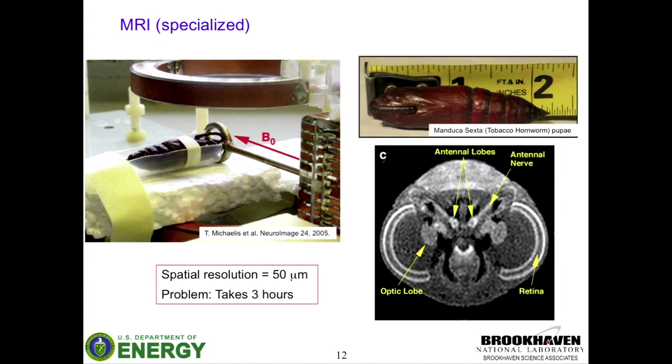The reason this can be done is because this is a pupae. The pupae is sort of dead, right? It's just sitting there, okay? And so this would not work for a live moving animal.